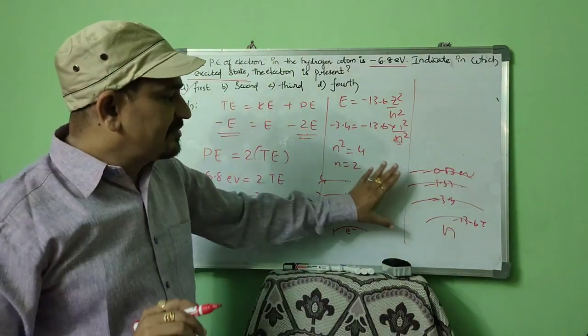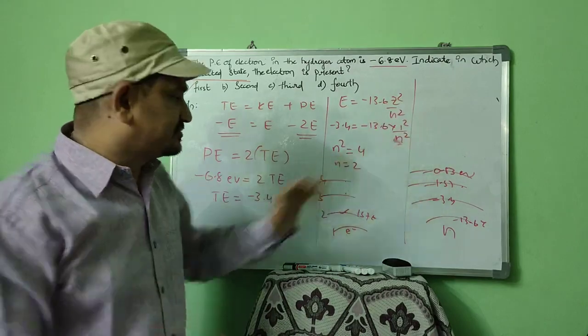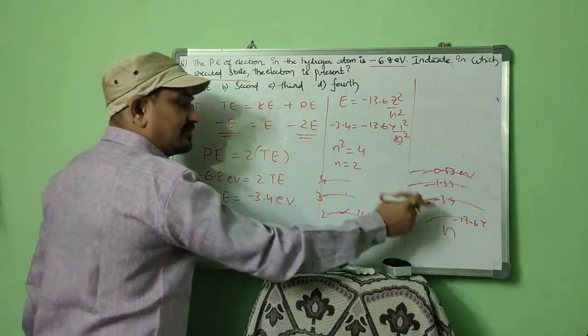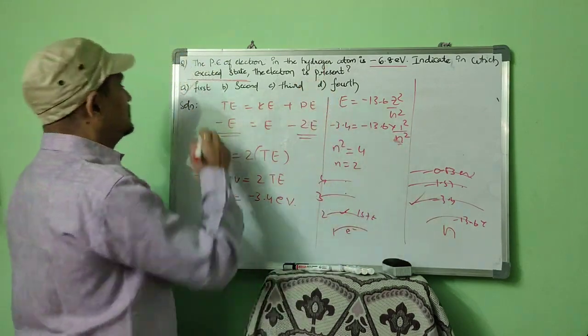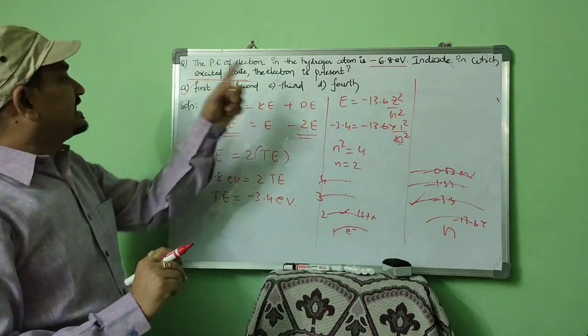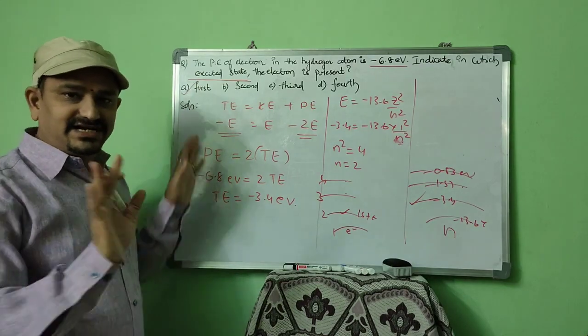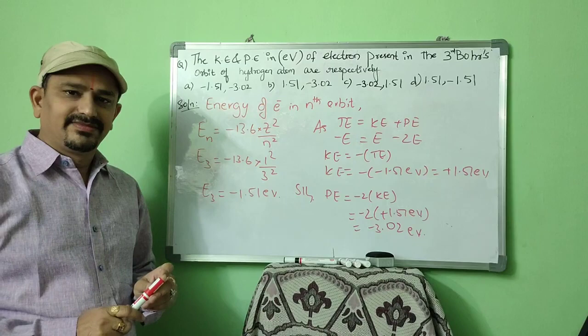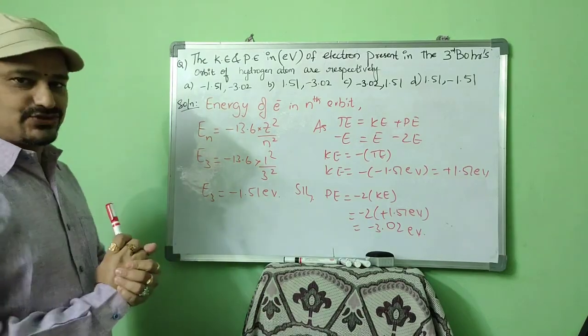In this way, if you remember these 3-4 values at least for hydrogen, you can directly answer by getting the value as the second orbit. The second orbit is the first excited state for hydrogen. So in that way also, the excited state is the first excited state. Understood? So this is the explanation given for this question. Right? So this is our next question.